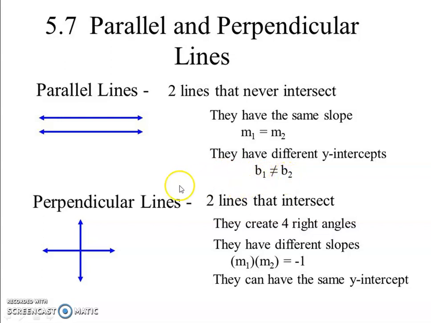Perpendicular lines: two lines that intersect. They create four right angles: 90 degrees in the first quadrant, 90 degrees in the second, third and fourth quadrants. They have different slopes, and m1 times m2 is equal to -1. But they can have the same y-intercept, the constant term in the equations of the lines. So this is the introduction to which lines are parallel and which are perpendicular.